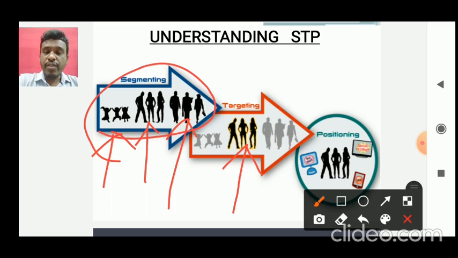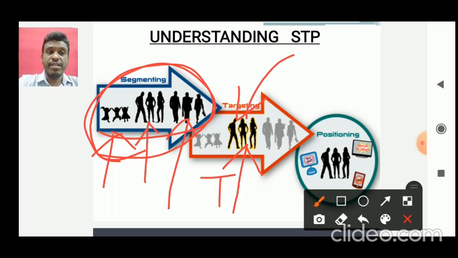You have divided the entire market into 3 segments. Out of that, you found that this one is more profitable for you to serve, and that is why you have selected that segment, and this is known as targeting. You are targeting that segment. Then you have to position your product. You have to explain what is the point of difference. You have to explain what is the point of similarity.